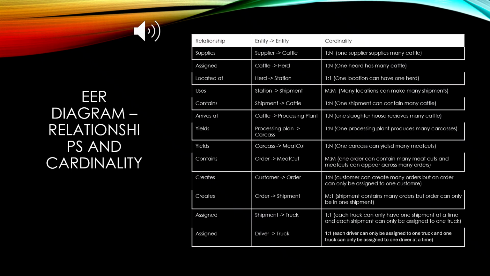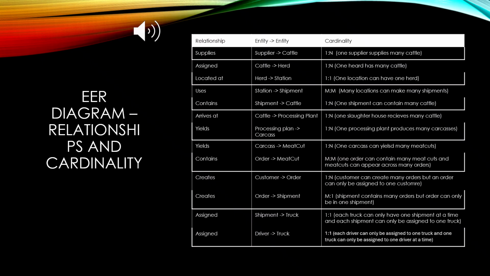A processing plant yields a carcass, which is a one-to-many. One processing plant can produce many carcasses, but a carcass can only be produced at one processing plant. A carcass yields a cut of meat or a meat cut. This is a one-to-many, as one carcass can yield many different cuts of meat, but those cuts of meat would only come from one carcass at a time.